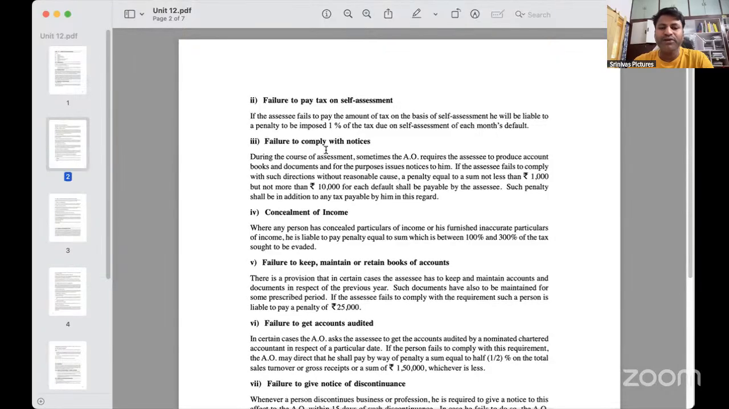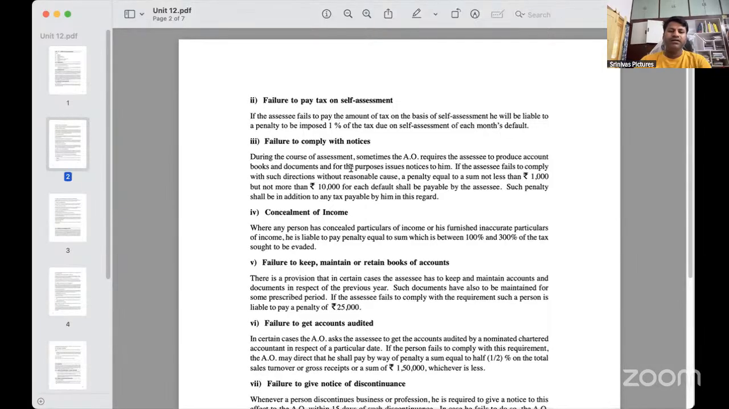Failure to comply with the notice. During the course of assessment, sometimes the assessing officer requires the assessee to produce accounts, books and documents, for which he issues a notice. If the assessee fails to comply with such directions without reasonable cause, a penalty of not less than rupees 1,000 but not more than rupees 10,000 for each default shall be payable by the assessee. Such penalty shall be in addition to the tax payable by him. So that is failure to comply with notice.